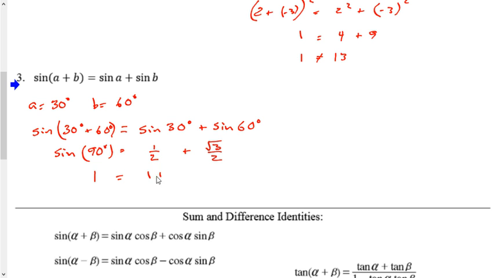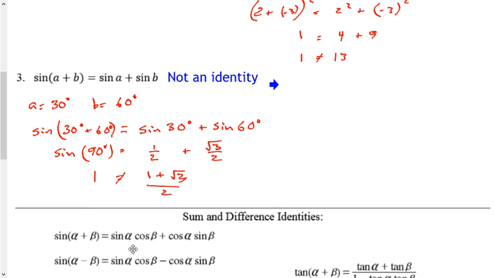1 plus root 3 over the common denominator of 2. These two sides are not equal. This is not an identity. Because again, A and B have no restrictions on the values they can have, because the sine of A is defined for all real numbers, similarly for the sine of B. Could we find numbers that would work? Well, we could.